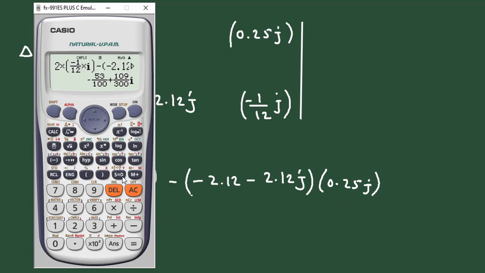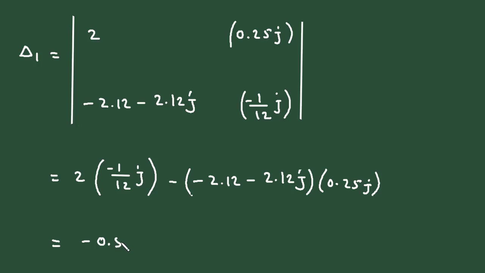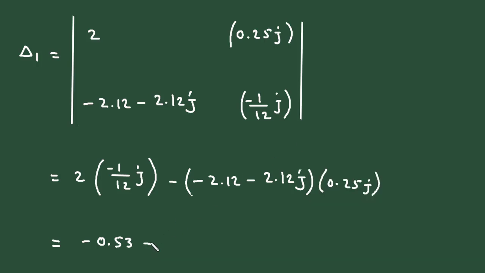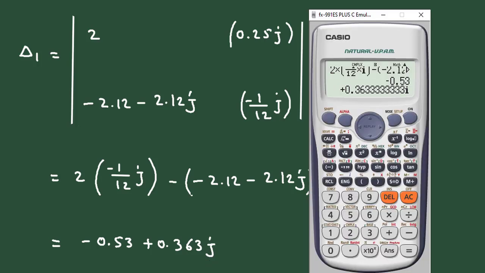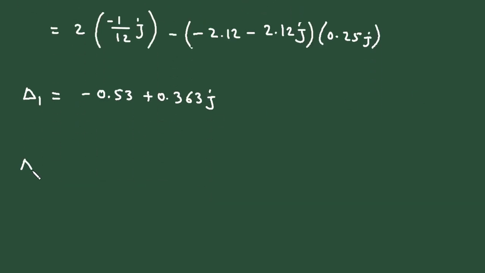So it is equal to minus 0.53 plus 0.363j. So this is the answer for delta 1. Then next we have to find the value of delta 2.